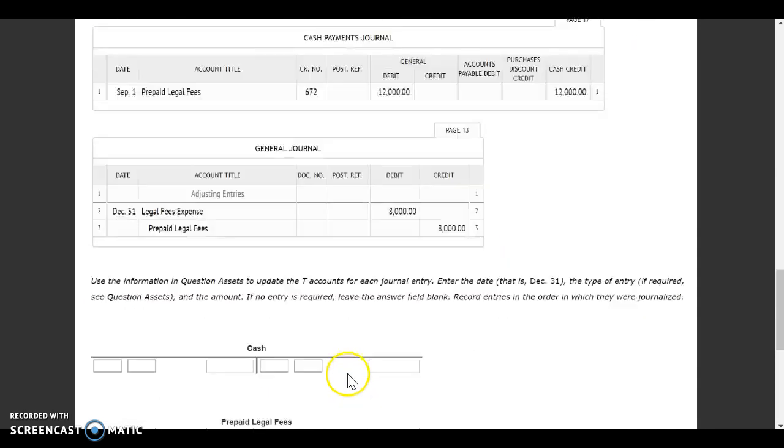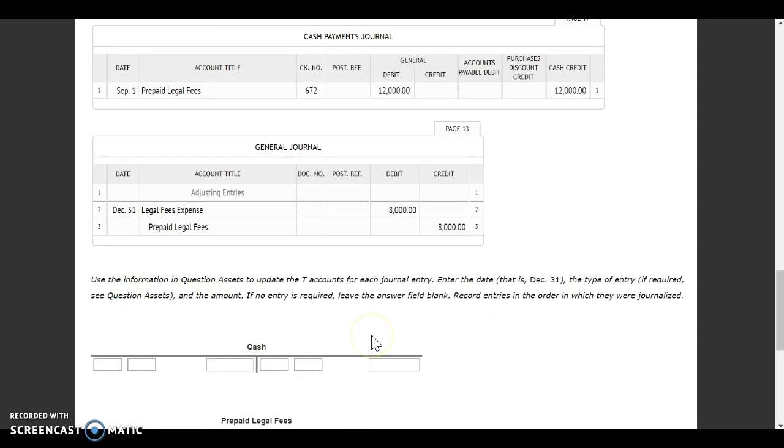Now, just like we did up above, it says use the information in question assets to update the T accounts for each journal entry, enter the date, the type of entry, and the amount. If no entry is required, leave the answer field blank. Record entries in the order in which they were journalized. So we're going to start with our September 1st. We're going to do our debit to prepaid legal fees.